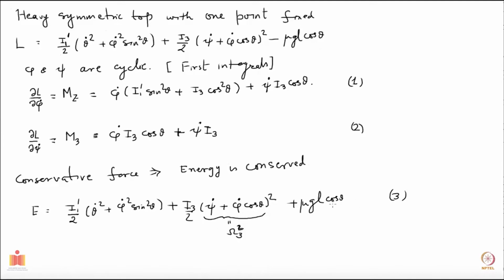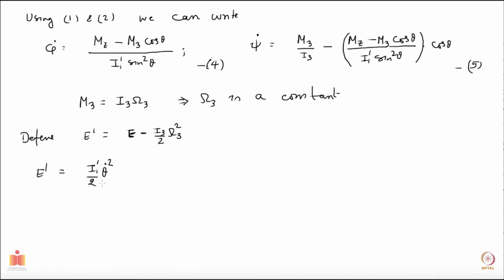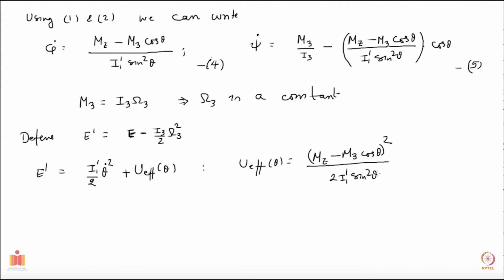This involves only theta. So I define a new quantity which is a function of only theta, and I call it U effective theta, where U effective theta is defined by mz minus m3 cos of theta, this whole thing is squared, and we should divide it by 2I1 prime sine square theta. Make sure that there are no mistakes. I think this is correct. Mu gl cos of theta.